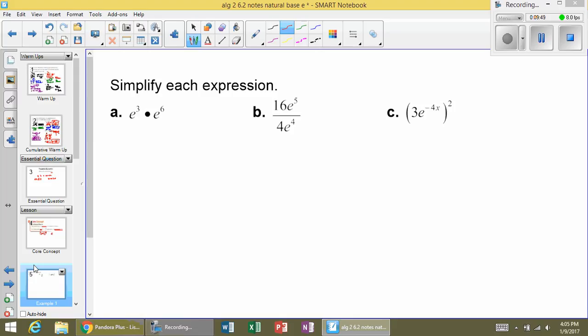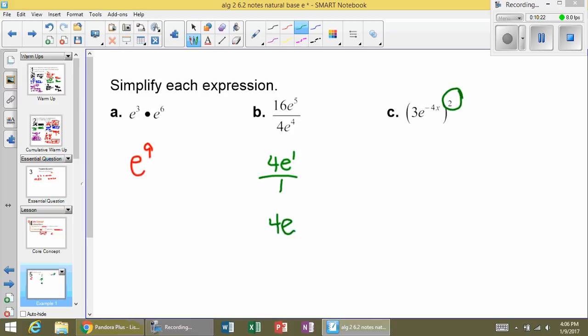Okay, even though E is a number, it still will hold true with the same exponential properties. So if we have e to the third times e to the sixth, how many e's do we have altogether? And I'm hoping you're saying e to the 9th. If we simplify this fraction here, we have 16 over 4. That's going to be 4. And where do we have more e's, top or bottom? Well, we have one more e in the top than we do in the bottom. So this will just simplify to 4e.